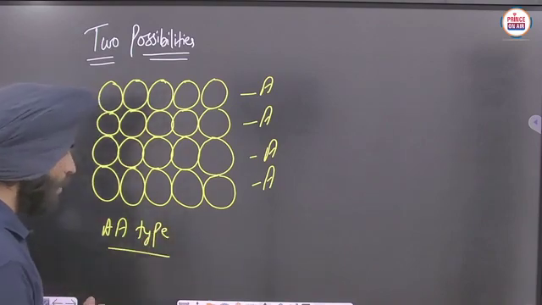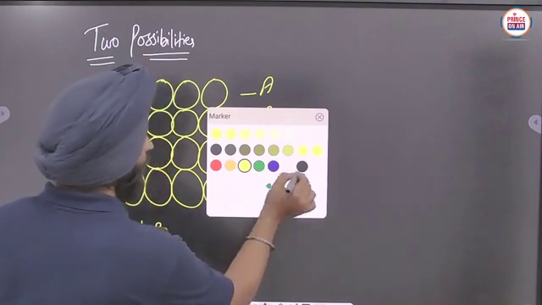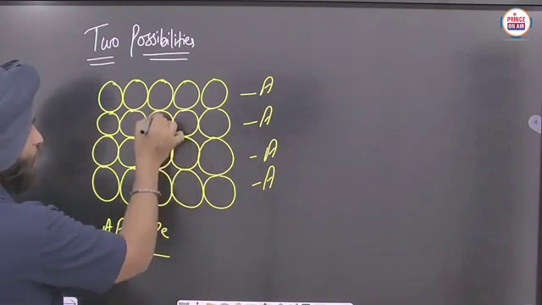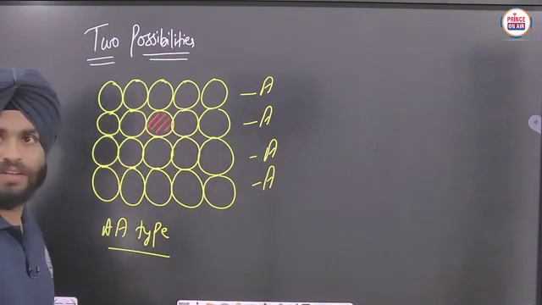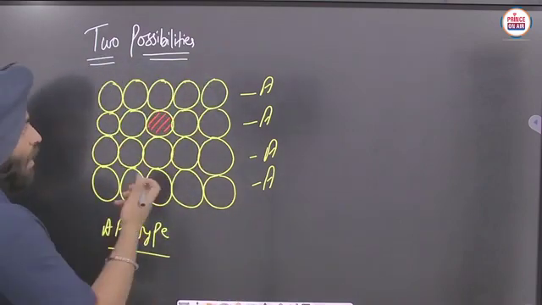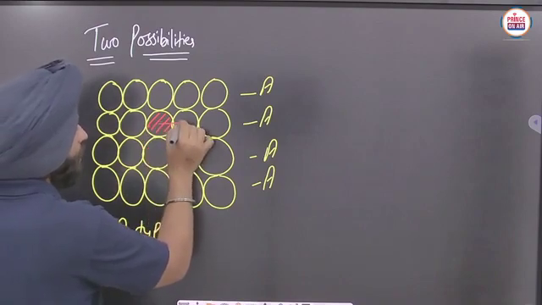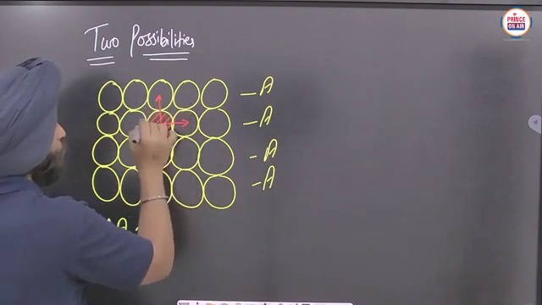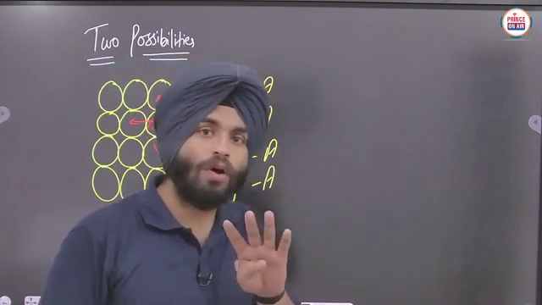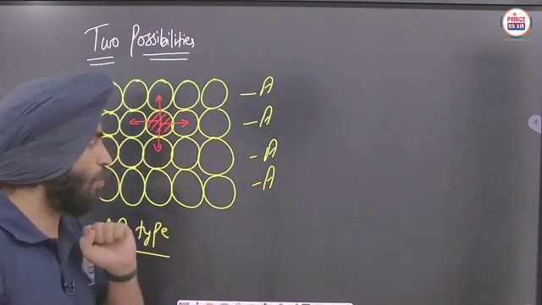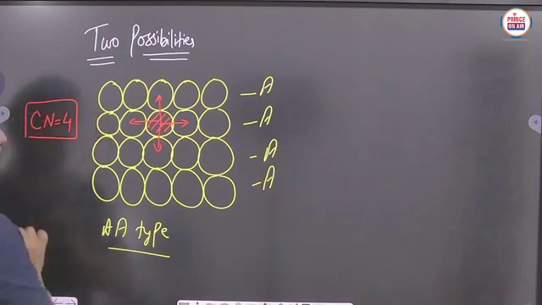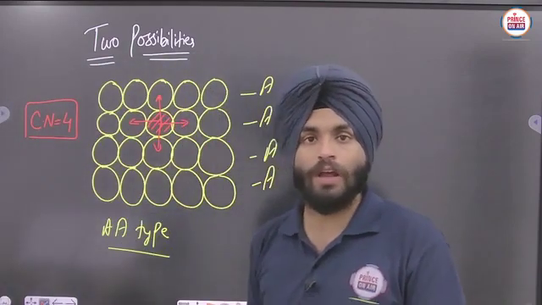Clear? Here, if you look at any of the particles, like if I am considering this particle, how many atoms are neighbors to it and touching it directly? 1, 2, 3, 4. It is touching 4 atoms, meaning the neighboring atoms are 4, so its coordination number will be 4. Clear?